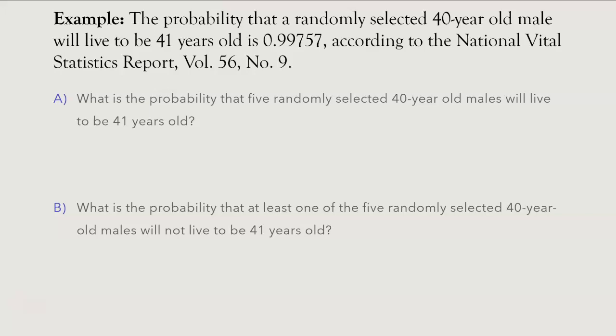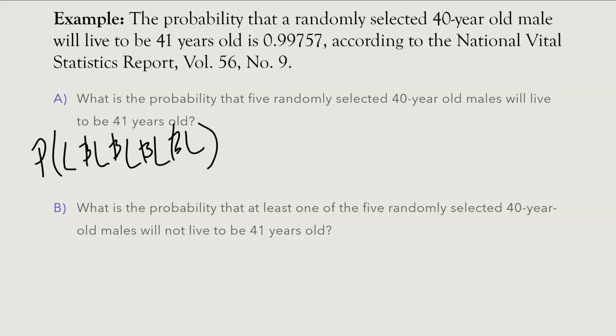I'm just going to use L to represent living to be 41. So I want the probability of L and L and L and L and L. That's 5 L's: 1, 2, 3, 4, 5. Each L represents that randomly selected person living to be 41. Now, are these independent events? Does the probability of one person living to be 41 affect the probability of another person? In this case, no, it does not. So these are independent events.